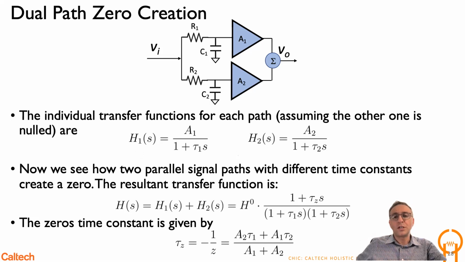And you can see there's no zero here, right? Each one of them has a single pole and no zero. When we say no zero, we mean no finite zero, and we don't count the zeros at infinity, obviously. But the overall transfer function is the sum of these two.